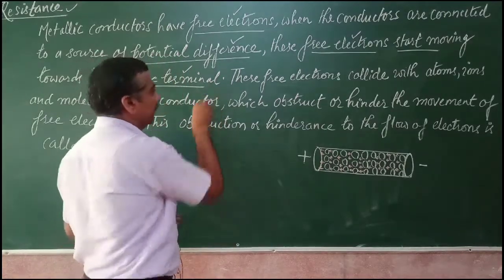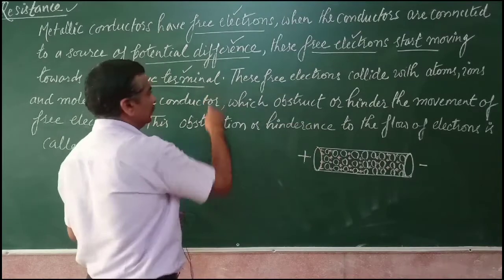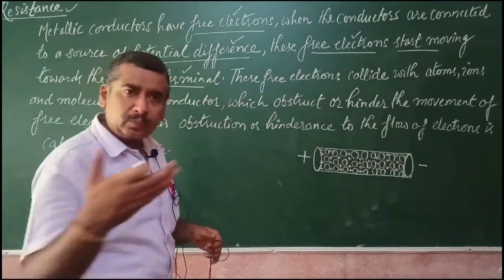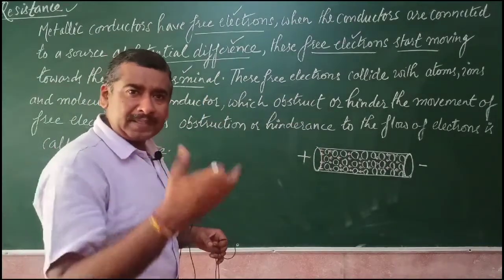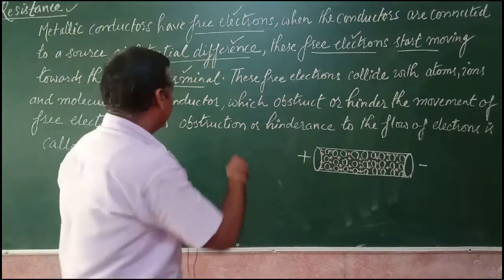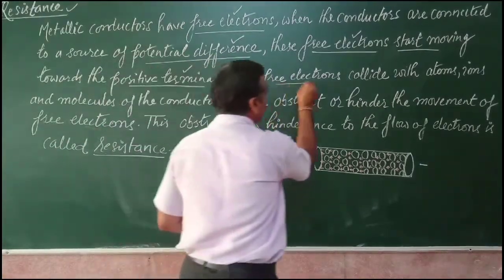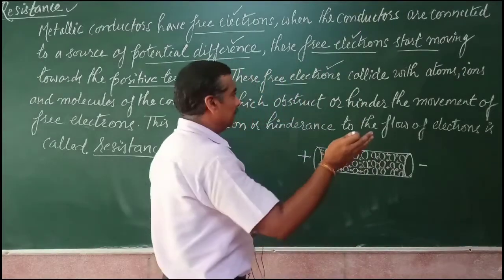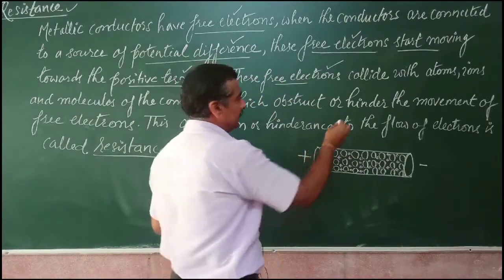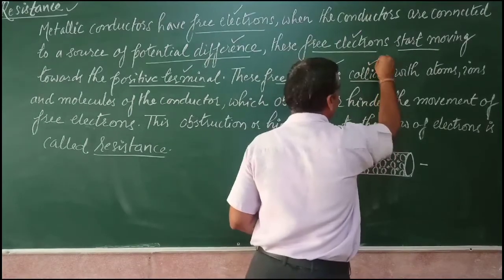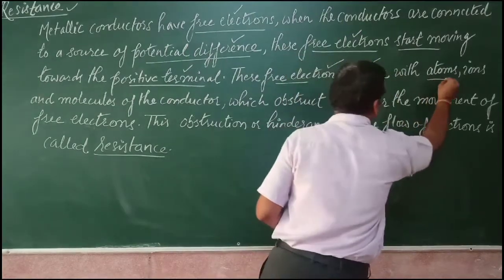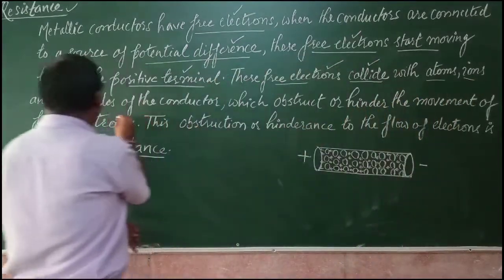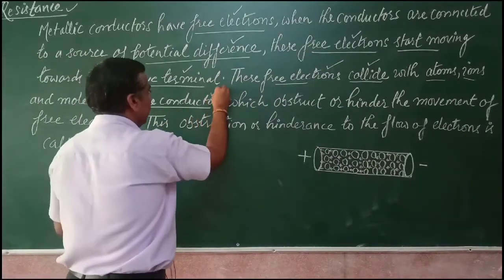So they start moving in a definite direction, towards the positive terminal, and a continuous motion of electrical charge in a specific direction is known as electric current. So an electric current is formed. Now when these free electrons move through a metallic conductor in a specific direction, on their way they collide with the atoms, ions or molecules of the conductor, right?